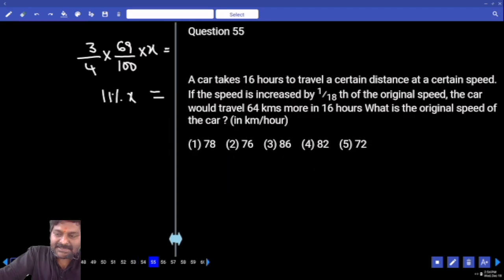A car takes 16 hours to travel a certain distance at a certain speed. The speed is increased by 1/18th of the original speed. The car would travel 64 kilometers more in 16 hours. What is the original speed of the car?